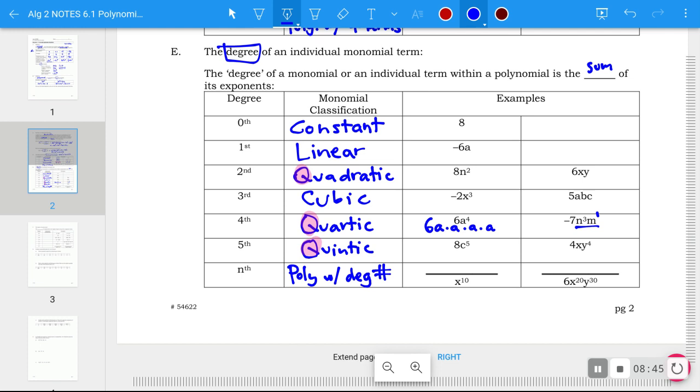Anyway, this last 2 problems here, we have a polynomial with degree 10. And this last one here is a polynomial with degree, and this may surprise you, 50. There's 20 x's followed by 30 y's. If you wrote it all out, we ignore the 6. All right, so that does it for page 2 on our notes. Yay.